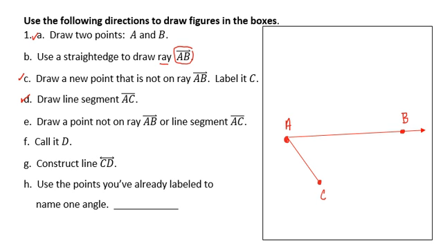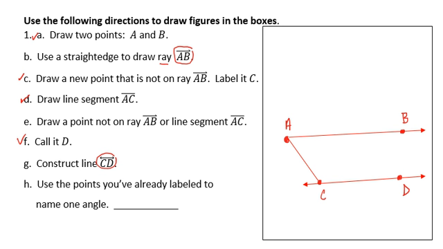The next step says draw a point not on ray AB or on line segment AC and call it D. So I can draw my point anywhere. I'm just going to move it over here and call it D. So we've done that. And then we're to construct line CD. So since this is a line, it has arrows at both ends. So I just need to run a line through C and D. And now you can see line CD.